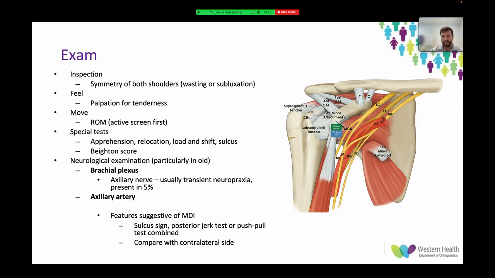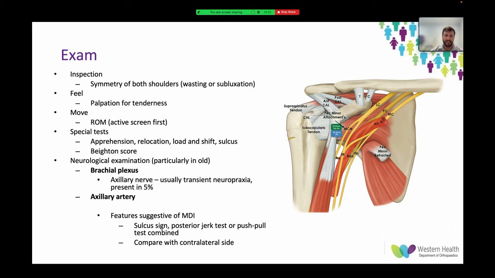Move, you want to do an active screen first, and special tests largely revolve around the apprehension tests, the relocation tests, load and shift, and sulcus signs, which you'd look for in generalized ligamentous laxity. The Beighton score is the score that you'd talk about for ligamentous laxity. We won't go over that today.